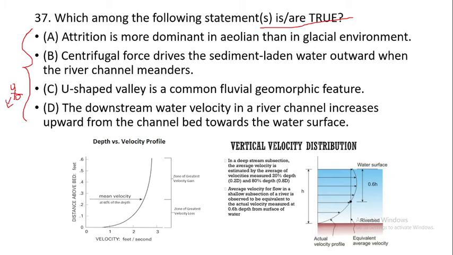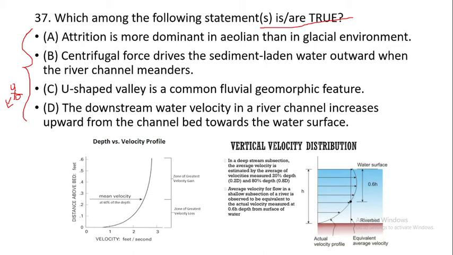When two boulders or two particles are moving together, they will collide and they will erode. That process is known as attrition. And now it says that attrition is more dominant in aeolian than in glacial environment. Yes, the statement is absolutely correct.